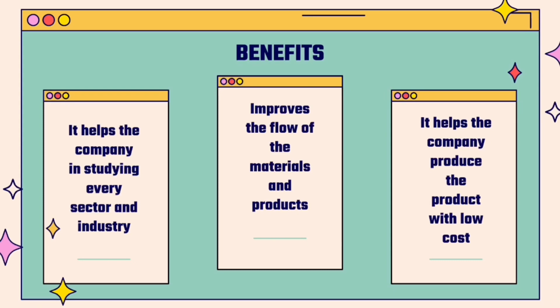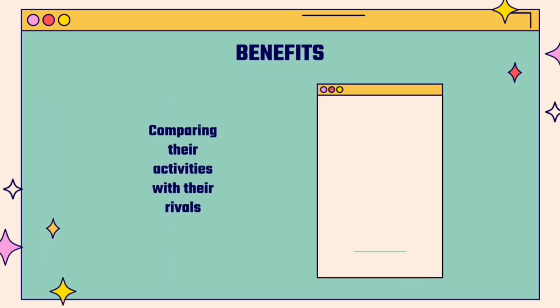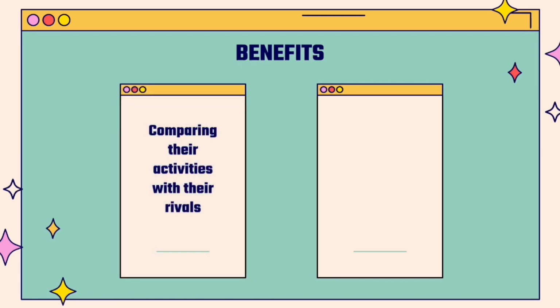Furthermore, by implementing the value chain analysis in a company, it enables the company to compare the activities with their rival. Comparing the activities with competitors is very important as the company can analyze the differentiation strategy in terms of the product features, marketing channel, and also the pricing.